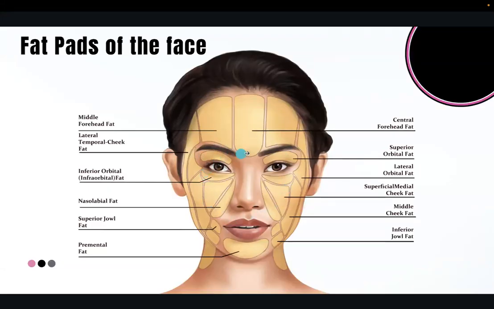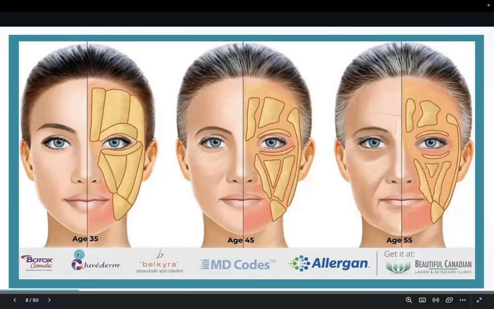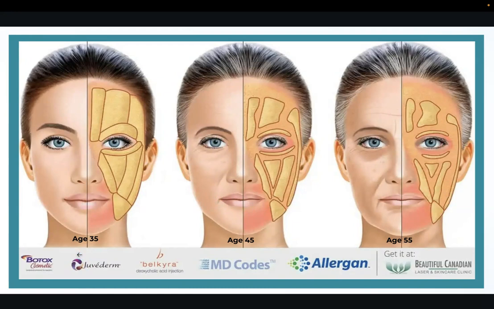These are the primary fat pads of the face. As we age, they start to separate and disintegrate. They're kind of like continents. And again, this starts to happen at the age of 35. And here in a little bit, you can see how the face ages from 35 all the way to 55. At 55, the patient will have pretty profound volume loss.